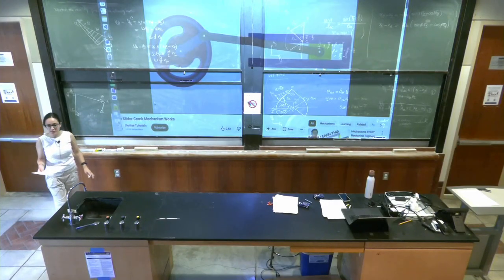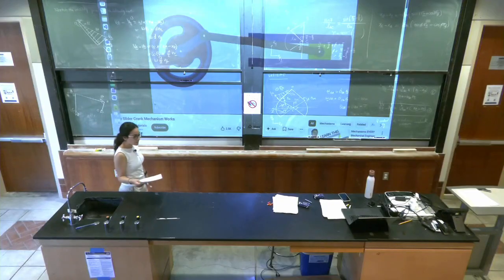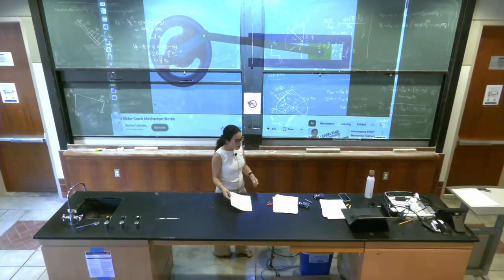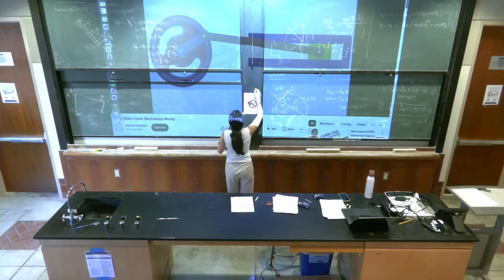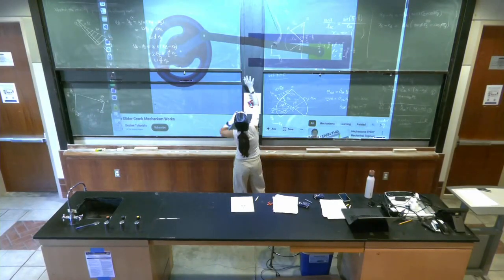Does that make sense? The instantaneous center of rotation? Okay. So the instantaneous center of rotation has 0 velocity at this instant, but it can move in space. So its acceleration... oops.